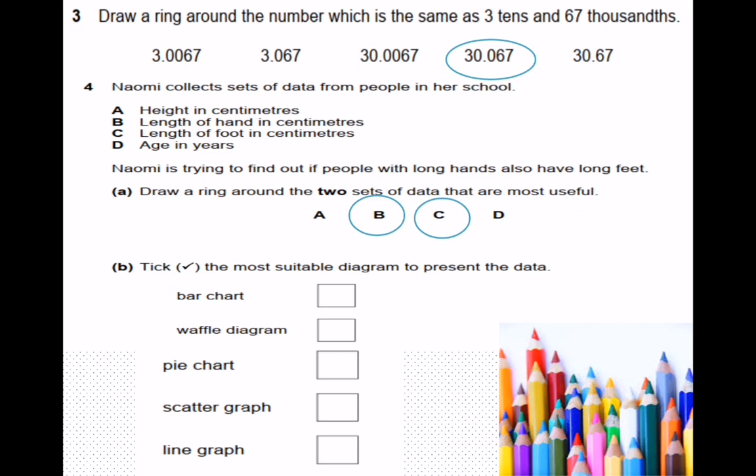Tick the most suitable diagram to present the data. Okay, I'm collecting 2 pieces of information, hand and feet. So when I want to understand more about 2 pieces of information and the relation between them, we use a scatter graph.